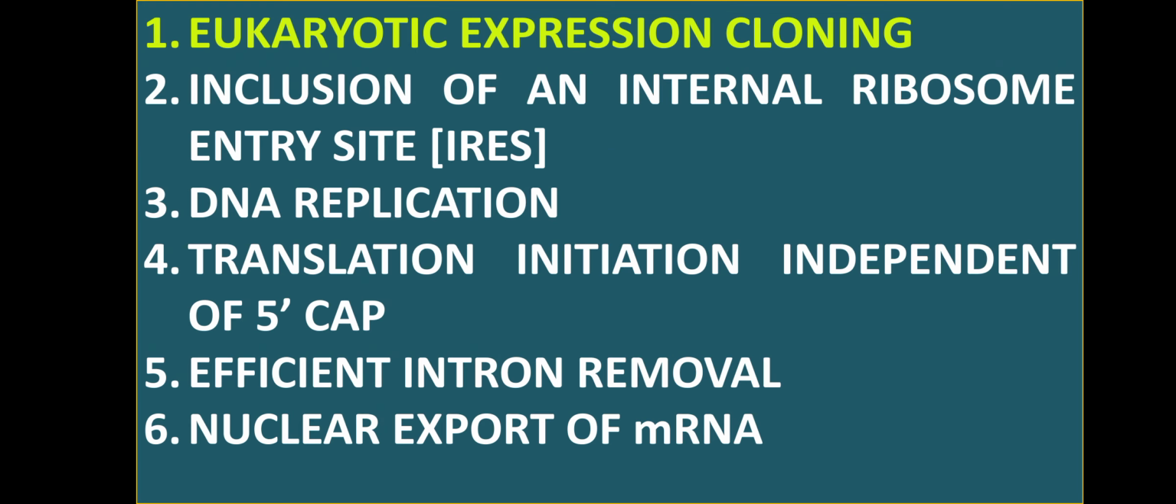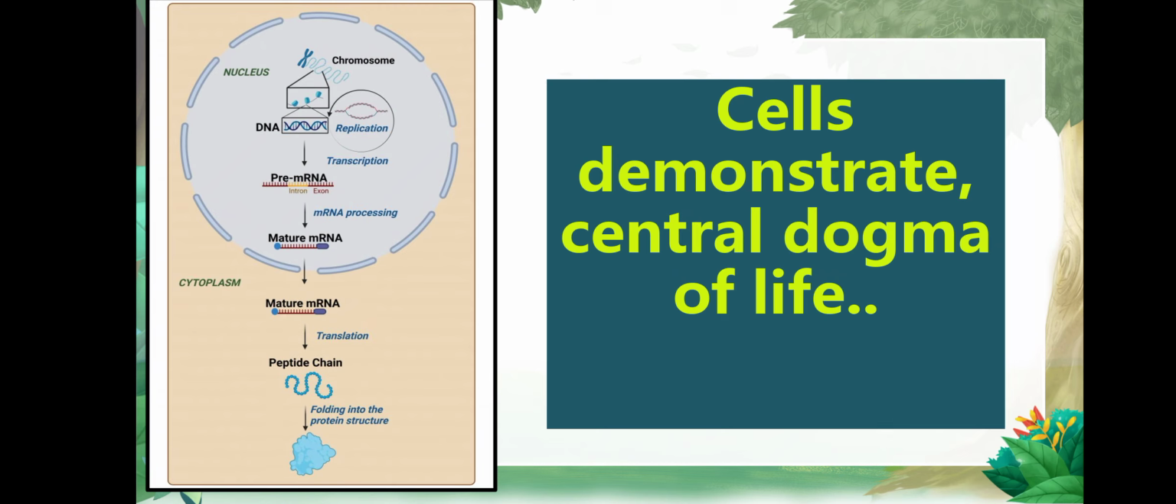So these processes are discussed now in every cell. The central dogma: replication, and from replication, transcription takes place. After transcription, the mature RNA is brought out from the nucleus into the cytoplasm with the help of certain export proteins, so that it undergoes translation and ultimately the protein is made. So this is the central dogma of life.